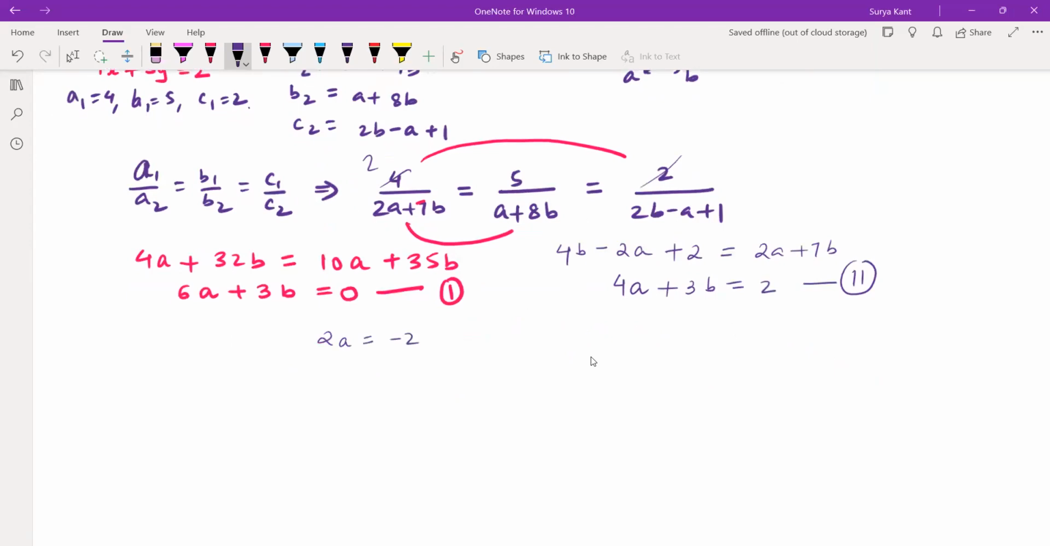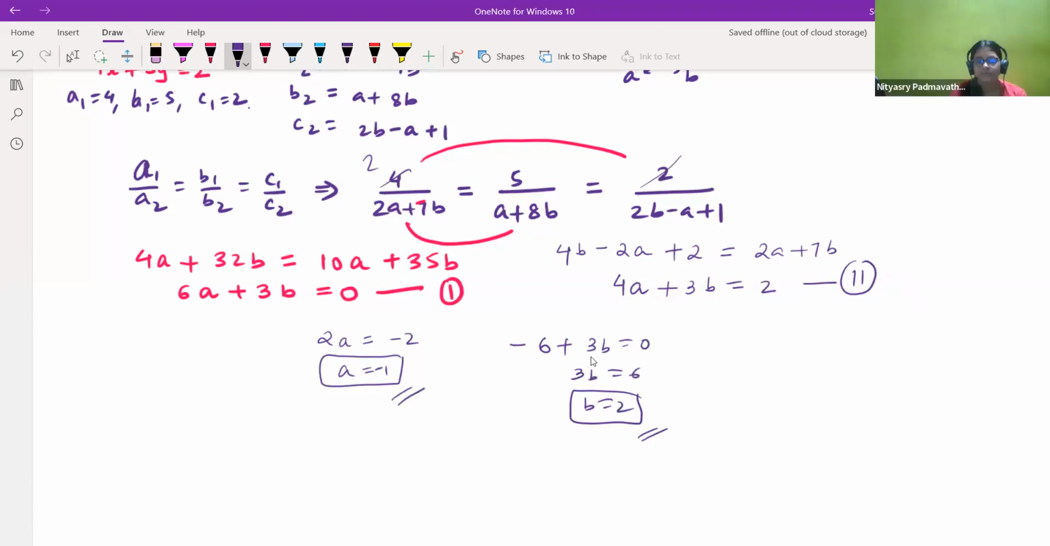So a is equal to minus 1. A is equal to minus 1. So minus 6 plus... Nitya, you got the same answer, right? Yes, sir. Is it clear to everyone? So can you explain how we got a is equal to minus 1?